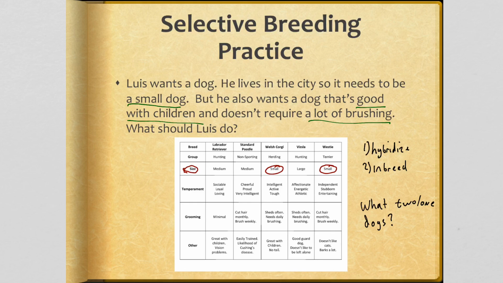Well, if you look at the Corgi here, this is interesting. The Corgi is great with children. So the Corgi matches two of Lewis's requirements. But one thing you notice is that Lewis wants a dog that doesn't need a lot of brushing, and the Corgi needs daily brushing. Well, if I think about it, the Westie over here, I only need to brush it weekly. So that doesn't require a lot of brushing.